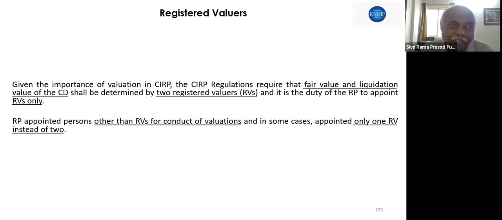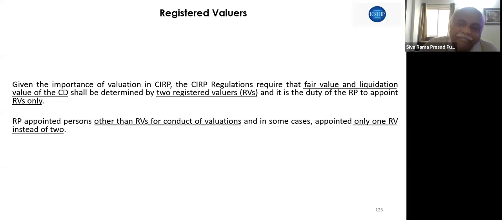Given the importance of valuation in CIRP, the CIRP regulations require that fair and liquidation value shall be determined by two valuers. It is the duty of the RP to appoint registered valuers, registered with IBBI only, not others. Some RPs appointed persons other than RVs for conducting valuation, and in some cases appointed only one RV instead of two RVs.